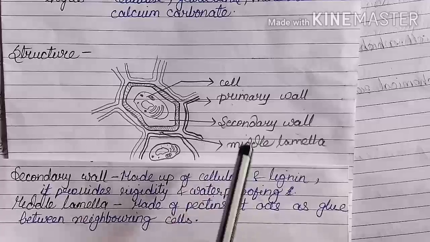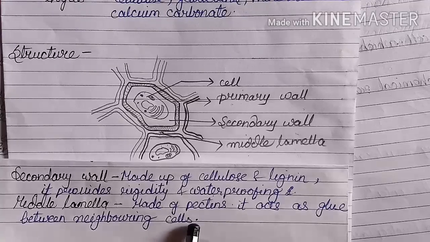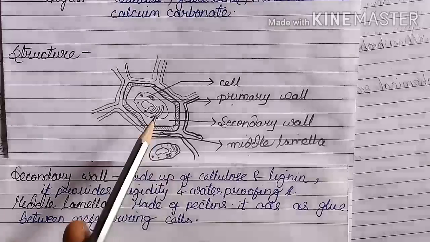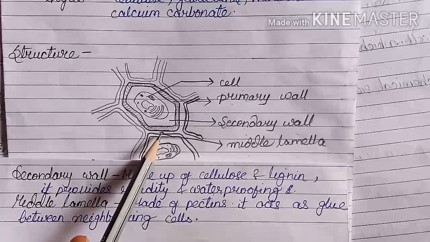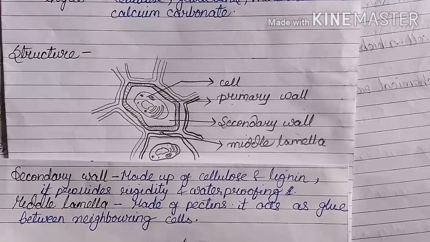Now the third layer is middle lamella. Middle lamella is made up of pectins and it acts as glue between neighboring cells. From the diagram you can easily see that this is the middle lamella which joins two neighboring cells, so it acts as glue. That's it.